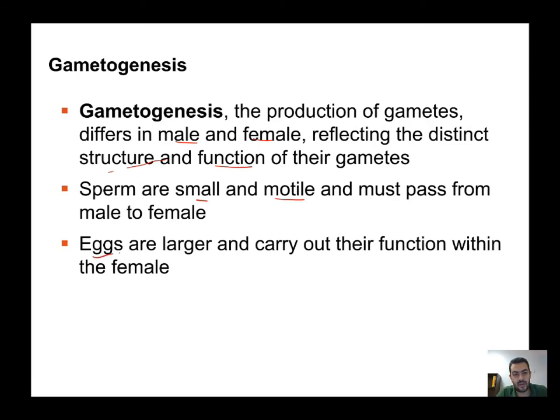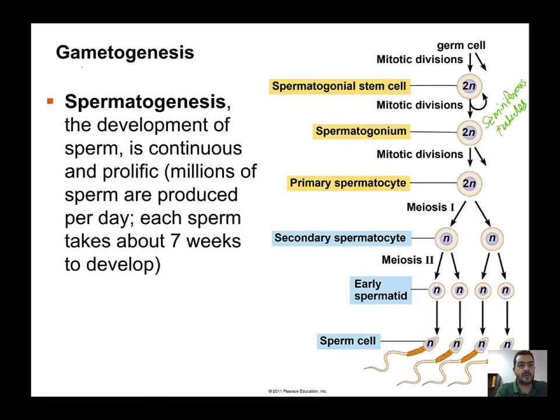And then moving to the eggs, these are the larger gametes. They need to be large to nourish the embryo, and because of that they are not moving to the sperms, so we don't need to produce many of them. So gametogenesis can be divided into spermatogenesis and oogenesis. So spermatogenesis is the development of sperms.